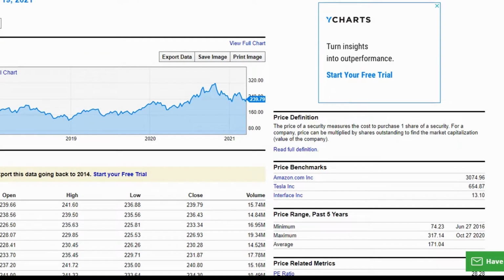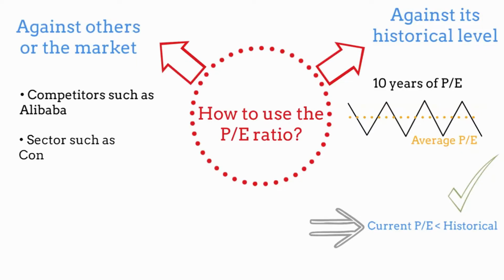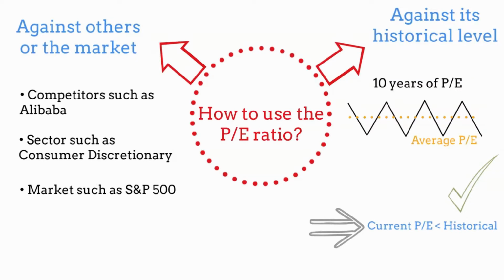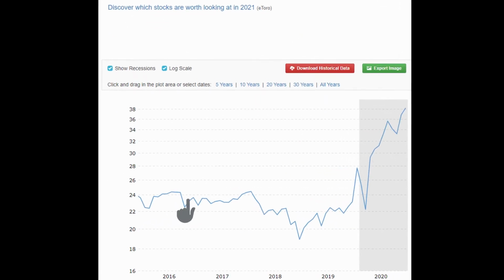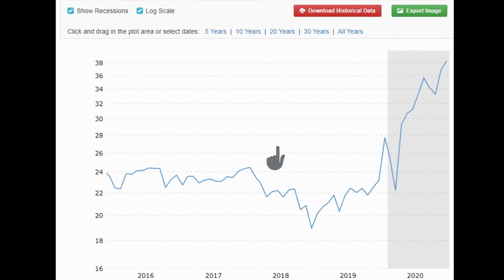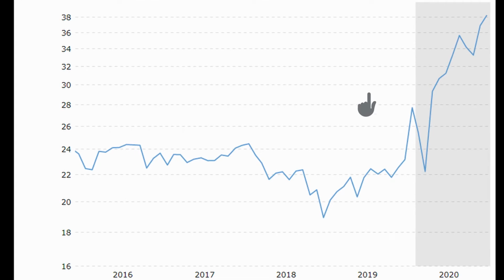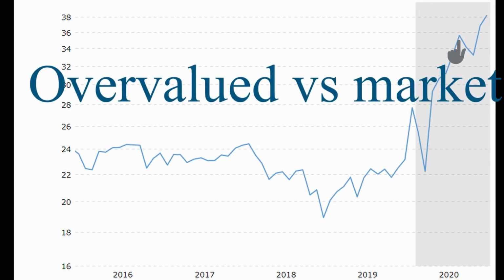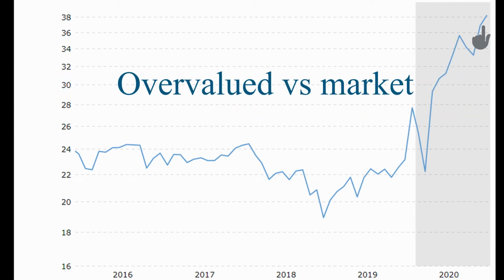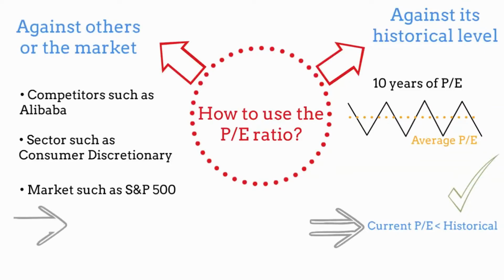You can do the same comparison by looking at values against the whole benchmark or a sector benchmark. So sticking to the S&P 500, let's see how Amazon compares to it. We can see that the S&P 500 is currently trading with a PE ratio of 34. So by comparison, Amazon looks expensive versus the market. But a big caveat here. Simply comparing Amazon to the overall market will always make Amazon look expensive because it is a growth company.